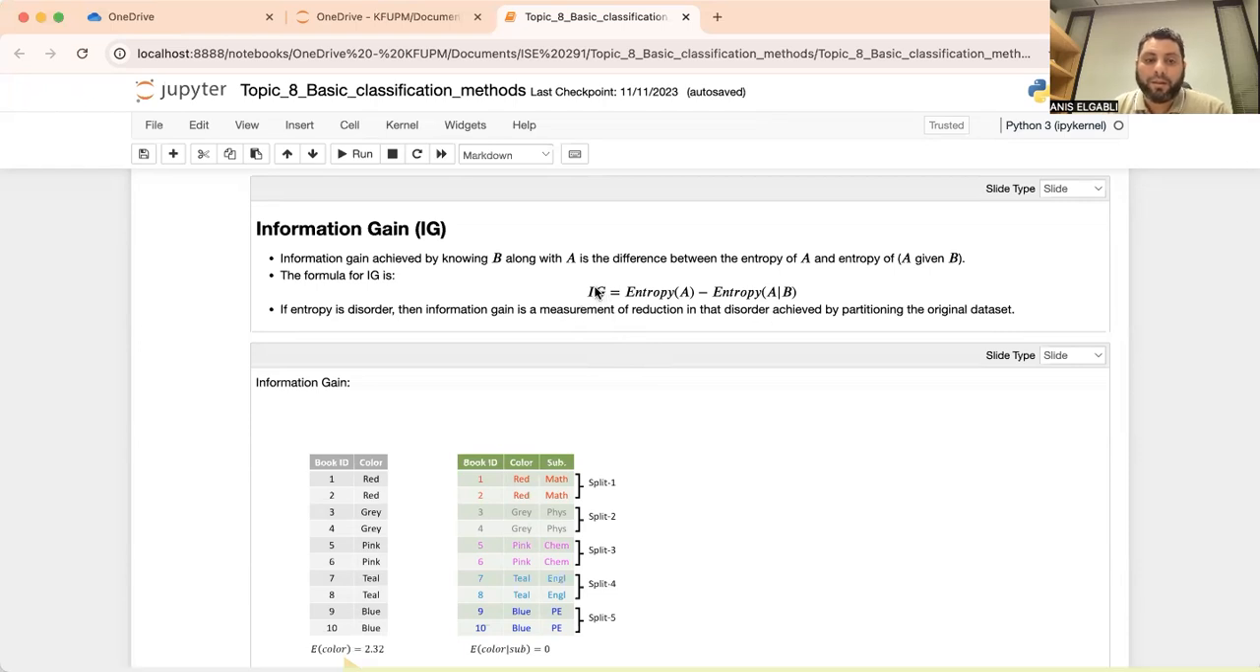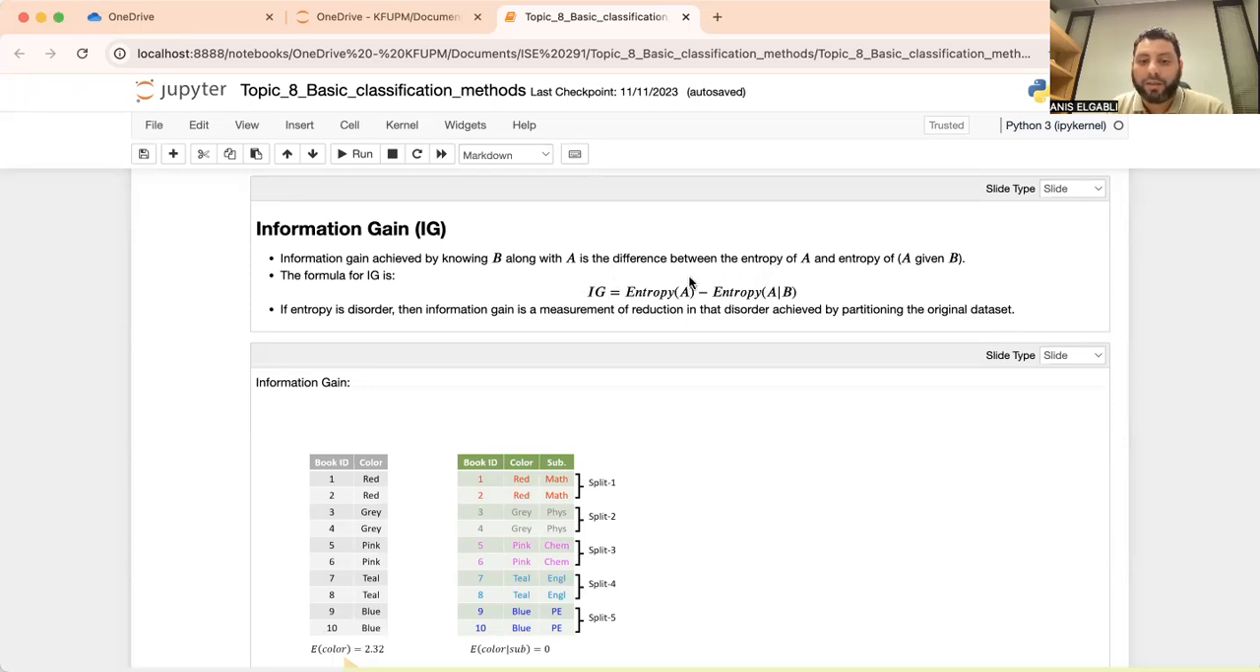Now the lowest value for the information gain is equal to 0. And that happens when the conditional entropy of A given B is equal to the entropy of A. And that happens when B and A are totally independent. In other words, it happens when knowing B doesn't tell me anything about A. I'm still as uncertain about A as I was before knowing B. So if they are totally independent, then the conditional entropy of A given B is still equal to the entropy of A, and the difference will be equal to 0.